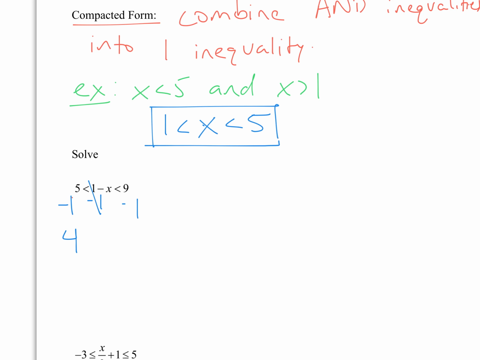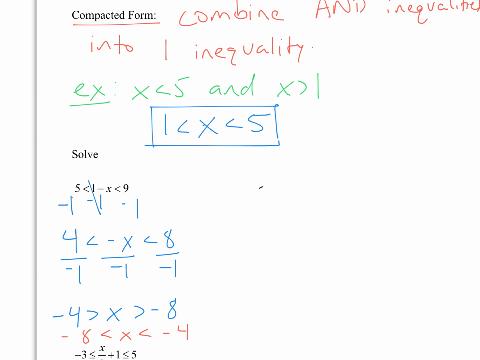5 minus 1 is 4. We have negative x on the inside still, and we have 8. Still need to keep going, divide by -1 to get x by itself. Well, dividing by a negative tells us we need to flip our signs. Now you notice in compacted form, if I take you up to this compacted form, it's backwards than what we have here. So let's flip this thing all the way around and say -8, x, and -4. So x is in between -8 and -4.